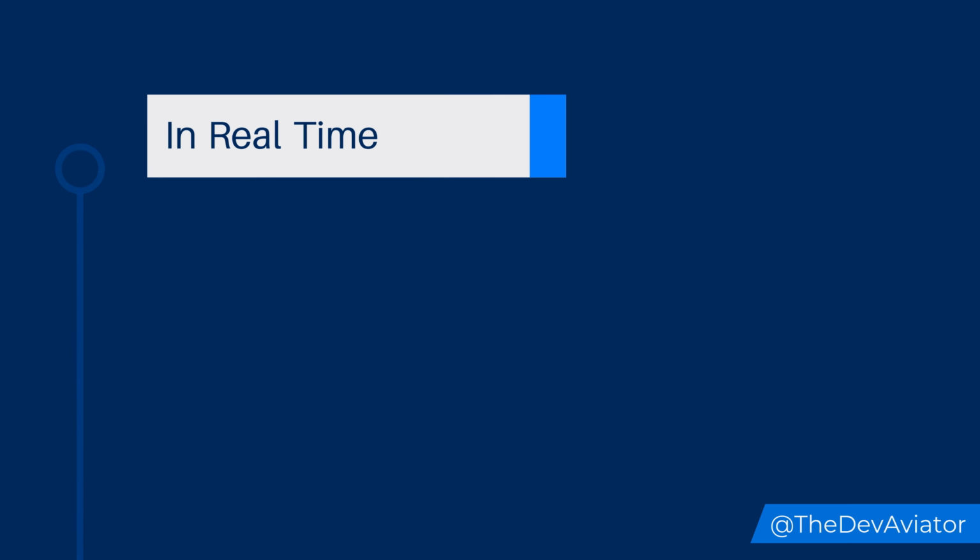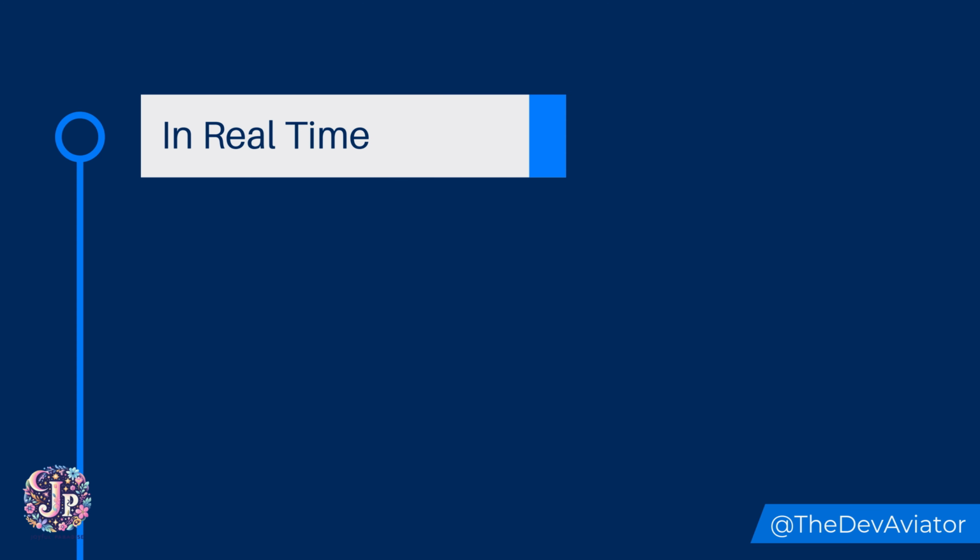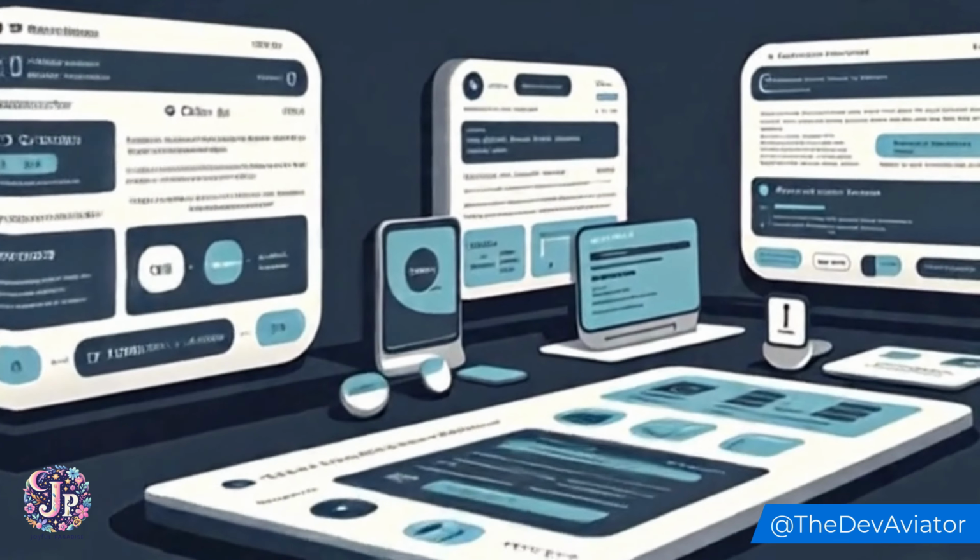Let's put it together. Add rooms, rename titles, respond to clicks. DOM manipulation lets you renovate your page in real time.